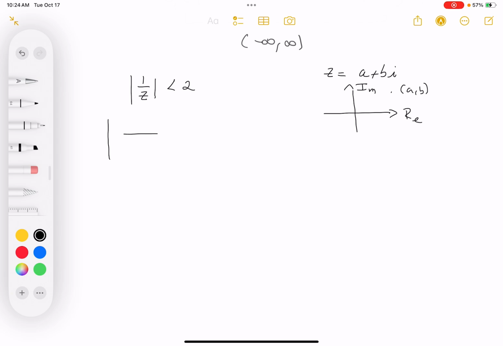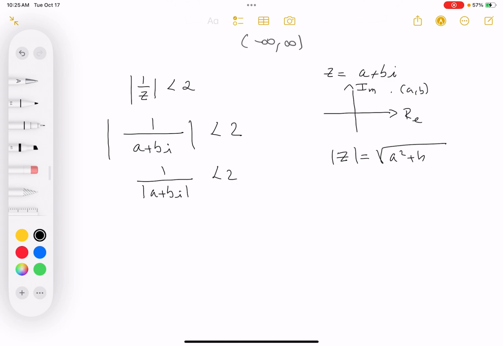So absolute value of 1 over z, what's z going to be? A plus bi. This is less than 2. All right? So what do you do now? I guess you got to maybe rewrite a little bit. The absolute value of 1 is 1. And then the absolute value of a plus bi. I want to remind you what it is. The absolute value of z is the modulus, which is the square root of a squared plus b squared. All right, let's write that down. This will be 1 over the square root of a squared plus b squared less than 2.